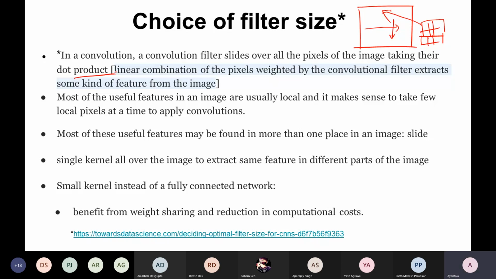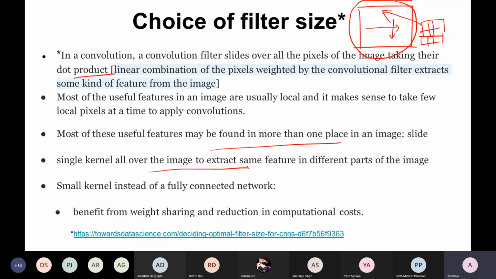And these filters, as we mentioned, the same features you may find in different places of your input space. That means you have to slide and perform the same multiplication with the same filter; only the inputs coming from your pixel matrix will change. So a single kernel all over the image is used to extract the same feature in different parts of the image.